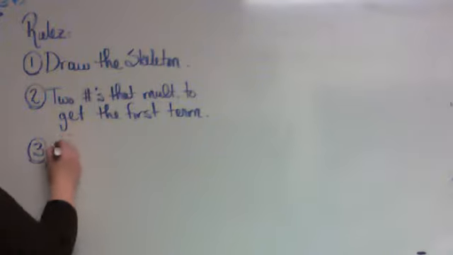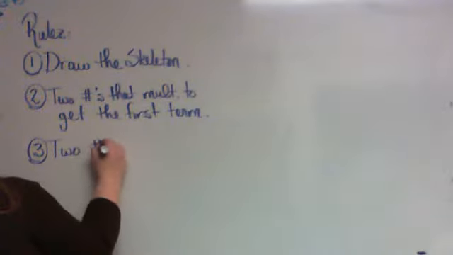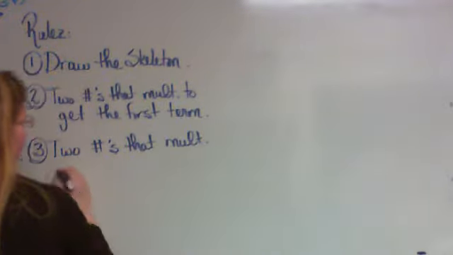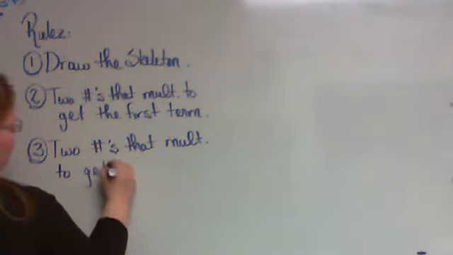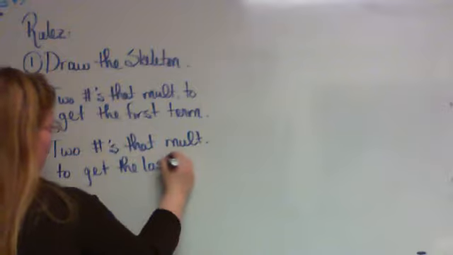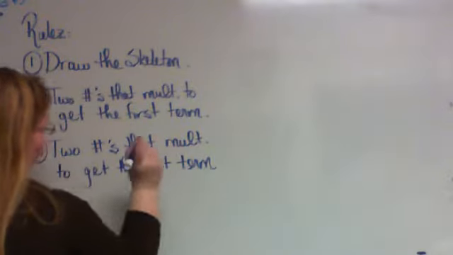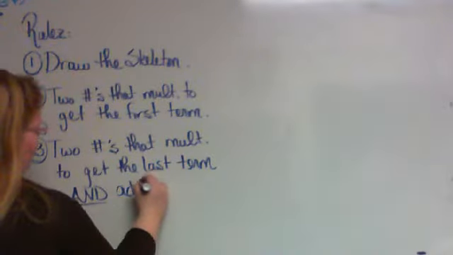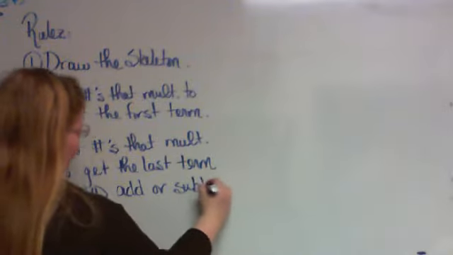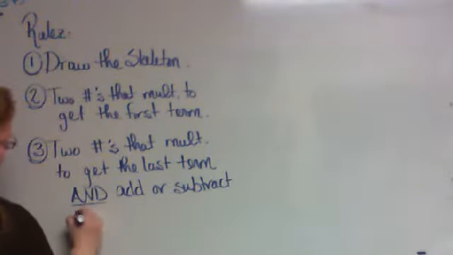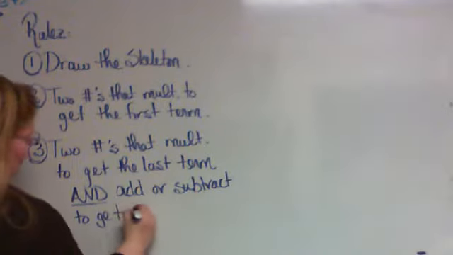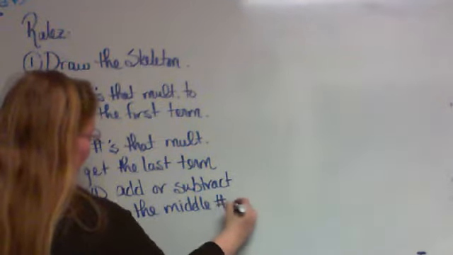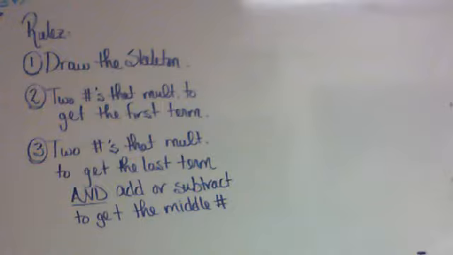Number 3: two numbers that multiply to get the last term and add or subtract to get the middle one, to get the middle number. They're a lot, but it's okay.